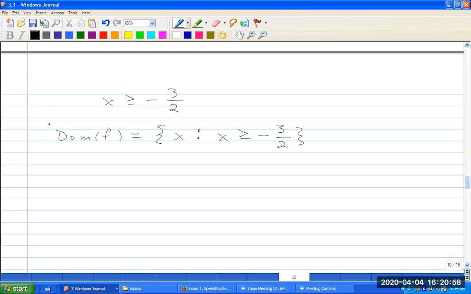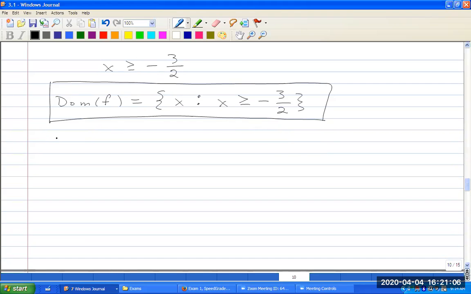We can write this also in interval notation. And so the domain of my function f is just the closed interval from -3/2 to infinity. Okay. And either one of those is a correct answer.